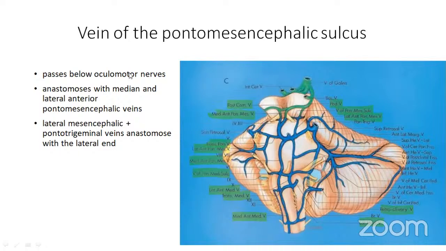The vein of the pontomesencephalic sulcus passes below the oculomotor nerves, as we can see here, and anastomoses with the median and lateral pontomesencephalic veins. And it drains into the lateral mesencephalic and pontotrigeminal veins, anastomosing with the lateral end.